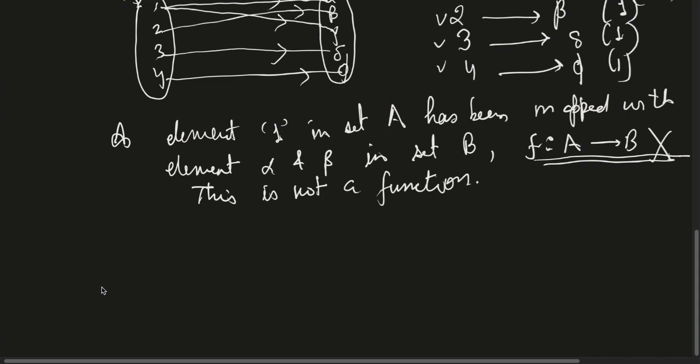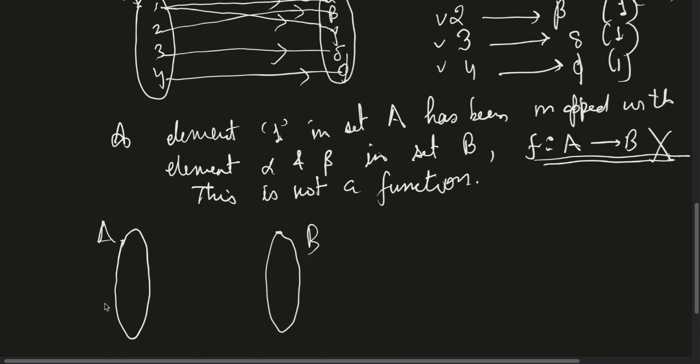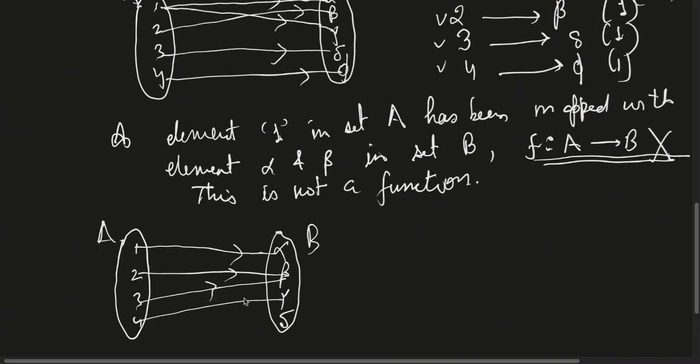So let us see one more scenario which will further clarify our understanding. Again, let us make a set A and a set B. Here, let us make the elements 1, 2, 3, 4. And here let us make alpha, beta, gamma, delta. So now let us match 1 with alpha, 2 with beta. Let us map 3 also with beta and 4 with gamma. Now let us see elements in A, elements in B, and number of mappings.